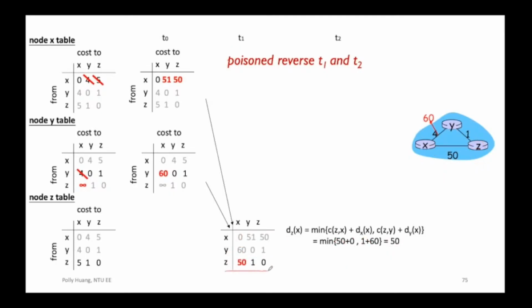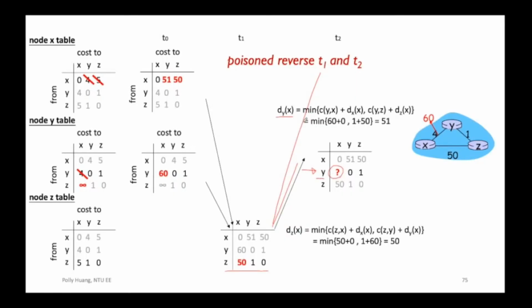So we update dz, and dz is going to go to the neighboring nodes. And y here, recalculating dy again, the dyx is going to be different as well. So dyx. Two neighboring nodes, 60 and 1 are the link cost. The xx 0, the zx, zx entry value being 50.